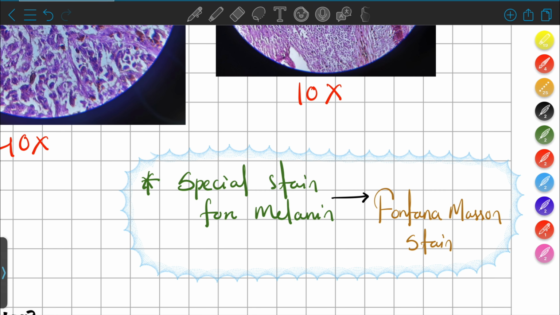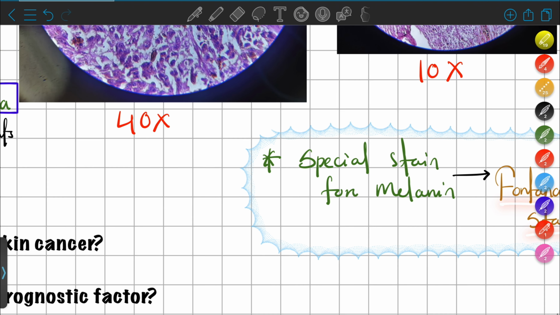So now let's see what is the special stain for melanin. It is Fontana-Masson stain or Masson-Fontana stain.